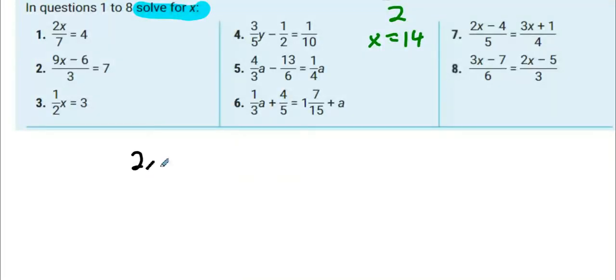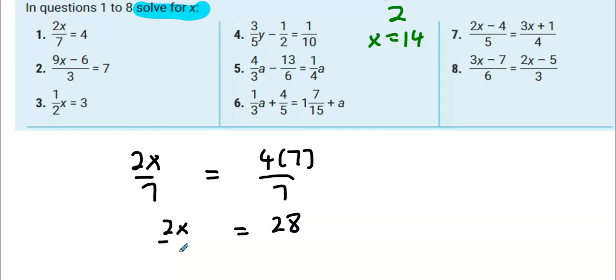Okay, here's another way of doing it. Do they have the same denominator? No. So if you put a 7 on the bottom, you're going to have to put a 7 on top, aren't you? 4 times 7? 28. Okay, now, because there's 7s on both sides, the 7s don't matter then.